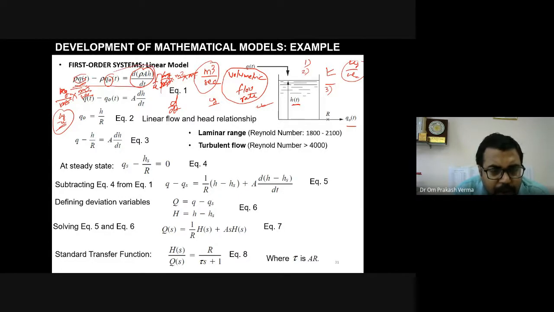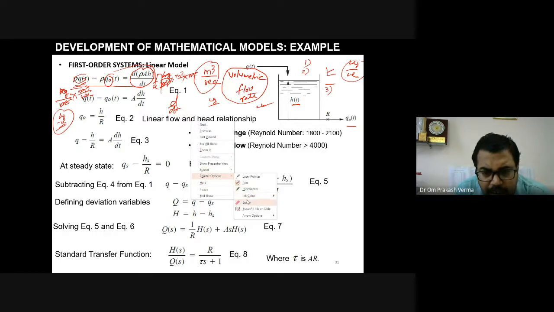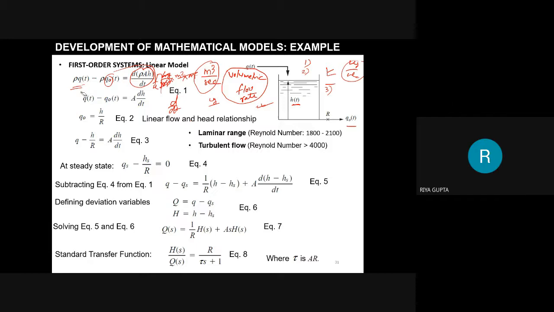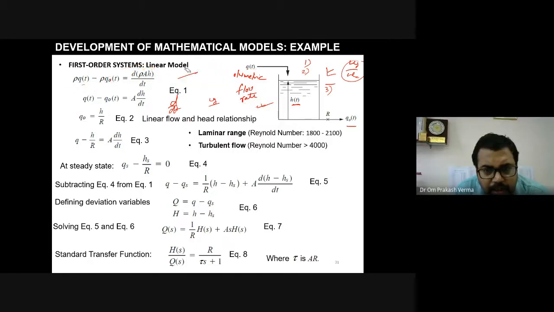So in minus out equals accumulation, right? By this principle you can write this equation. Hope you understand. Yes sir. Okay.